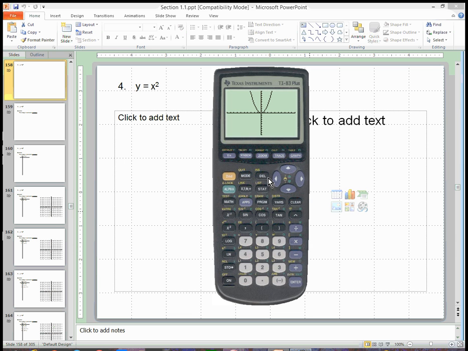Now, the calculator did make a table of values. If you want to see it, notice this thing in orange. Now, if you're using the TI-84, I think it's in blue. So do the second and then table. There's your table of values. There's the x values, there's the y values. So notice I got -3, 9, -2, 4.